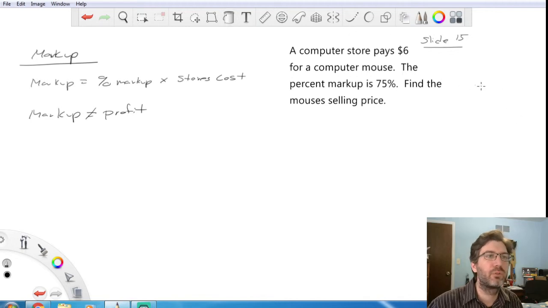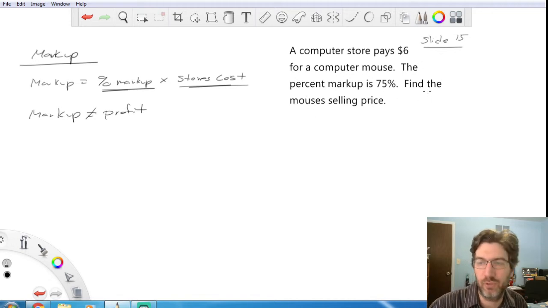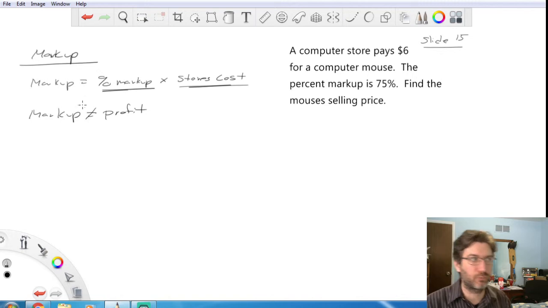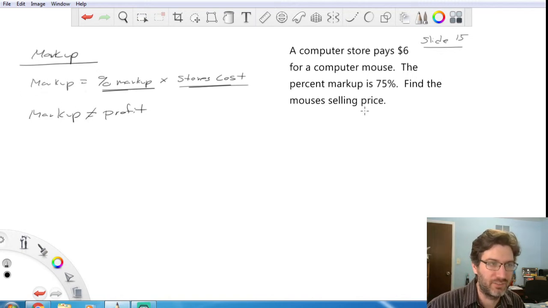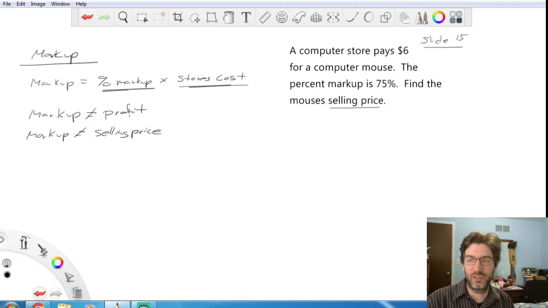So it's saying that a computer store pays $6 for a computer mouse. So that's the store's cost right there, right? And the percent markup is 75%. That's this percent that we're going to multiply by. And we want to find the mouse's selling price. So this isn't even asking for markup. It's asking for selling price. And I also want you to know that markup doesn't equal selling price either. It's more closely related to profit than it is to selling price, actually, probably.